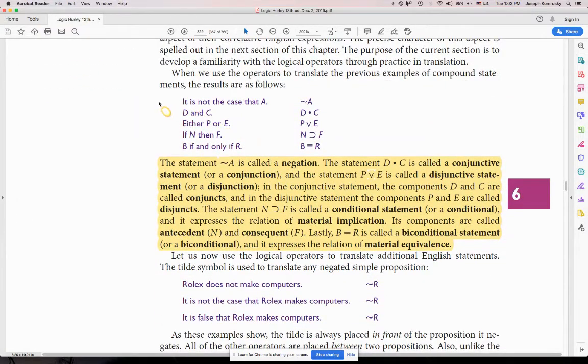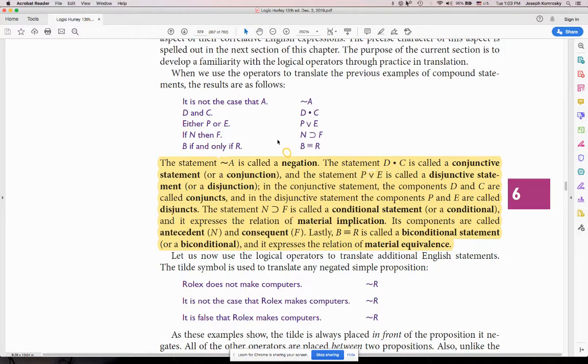So down here, D and C, we know "and" means dot or wedge. "Either P or E," we'll drop the "either/or." We'll just say P wedge E. So basically, these are saying the exact same things as these, except this is more simple. Okay? So think of 6.1 as simplicity.